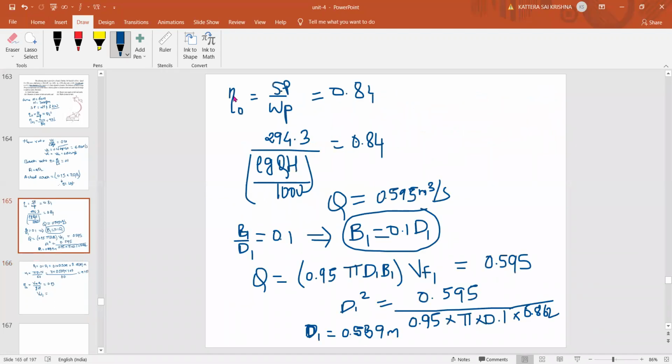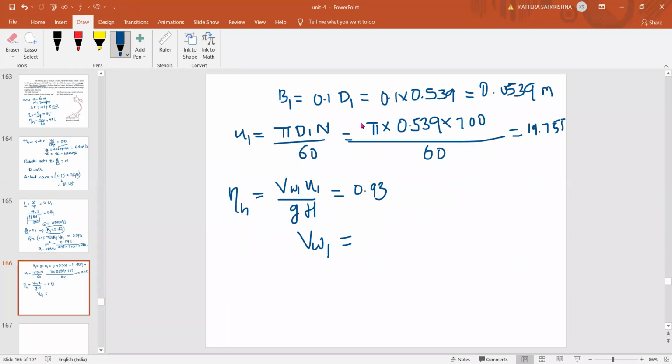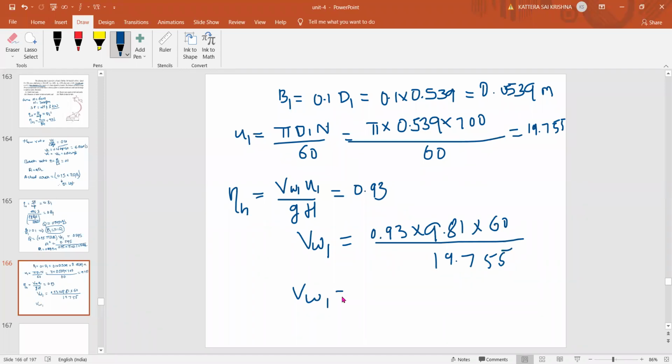Okay. So first we have used the overall efficiency for finding the discharge. From the discharge, you have found your D value and B value. Then you found U by using pi D N by 60. After that, you can use the hydraulic efficiency as VW1 U1 by g H, that is 0.93. So VW1 equal to 0.93 into 9.81 into H. What is the value of H? 60 meter, by U1, 19.755. Right. So VW1 equal to, tell Prasad.